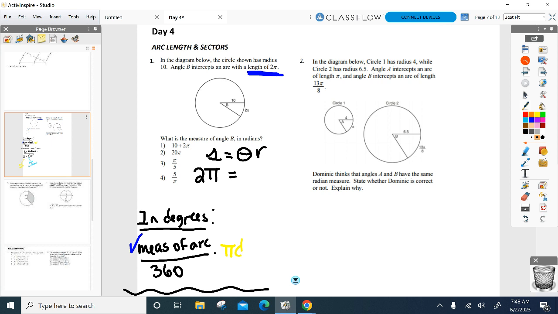If you want to put a B in there, if you want to put an X, if you want to leave theta, I don't care, just as long as we don't plug in for it. All right, you want to put B in there? Sure, let's put a B for angle B. And my radius is 10.